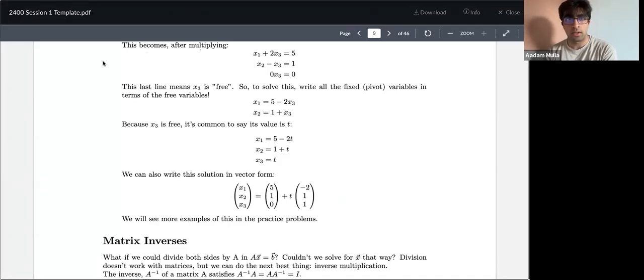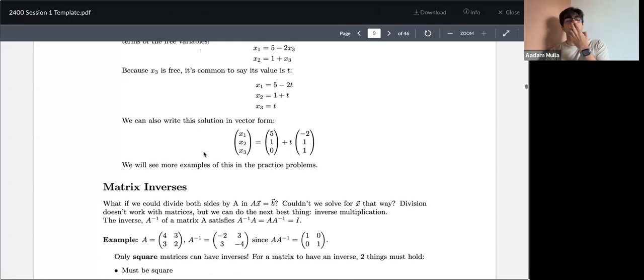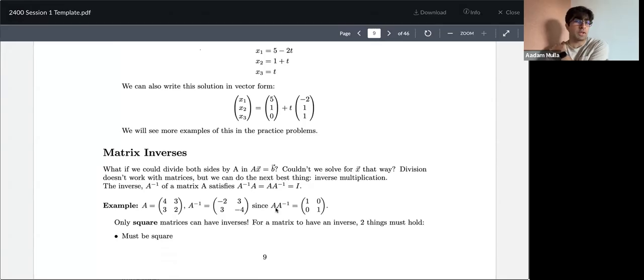All right, let's go to inverses. Remember, I said at the beginning, there are two ways of solving Ax equals b. The first way is row reducing. The second way works when A is a square matrix.